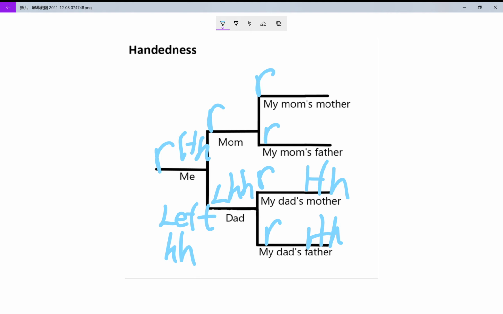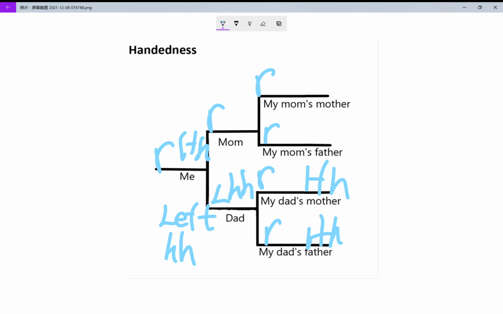And because my mom has the recessive trait, both of my grandparents should provide a recessive allele. So both of my grandparents on my mother's side should have genotype of a big D with a small d, or my mom would not have a recessive trait. And because I don't have enough information, I cannot find out my dad's mother's and my dad's father's genotype.